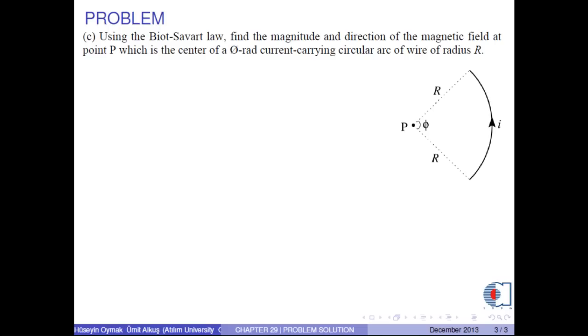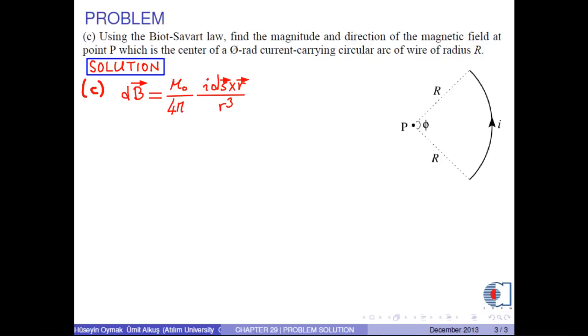C. Using the Biot-Savart law, find the magnitude and direction of the magnetic field at point P, which is the center of a phi radian current-carrying circular arc of wire of radius r. The Biot-Savart law for the magnetic field states that mu0 over 4 pi times I times ds cross r over r cubed. In the figure, on the wire, let us take the current length vector I ds as the following. Point P is at a distance r from this length. By the right-hand rule, the direction of the magnetic field at point P is out of the screen.